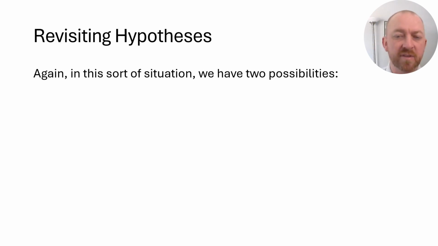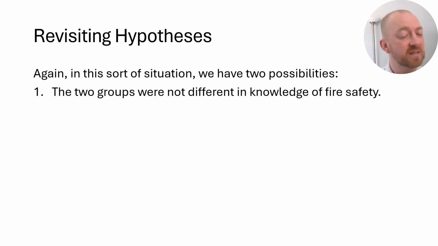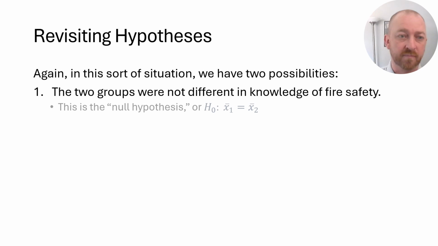It's important that we revisit our hypotheses, however. We had a video about this not too long ago, so you can rewatch that as well, but I'll just generally revisit these quickly. So in this sort of scenario, we have two possibilities. The first possibility is that the two groups didn't differ at all. In fact, they didn't differ in any meaningful way. But their knowledge of fire safety was essentially the same, and our pamphlet didn't seem to have any effect whatsoever.